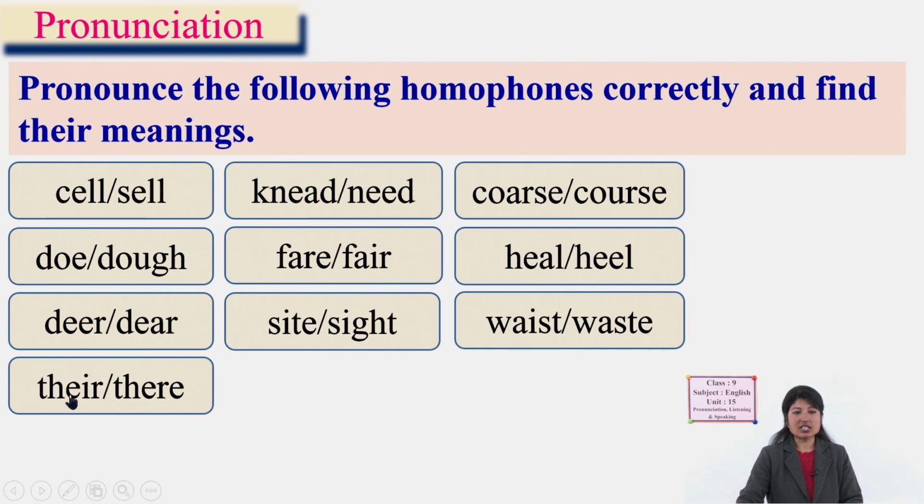Similar pronunciation, T-H-E-I-R, their, T-H-E-R-E, there. First one is their, their own. That refers to the group of people there, right? And the second one, there, is a place. There, here, there, we say here and there.